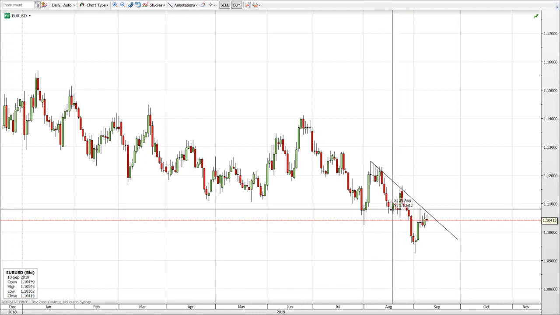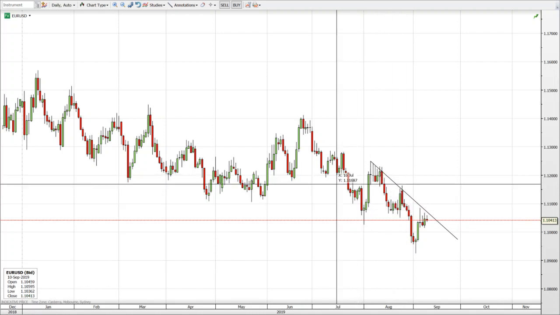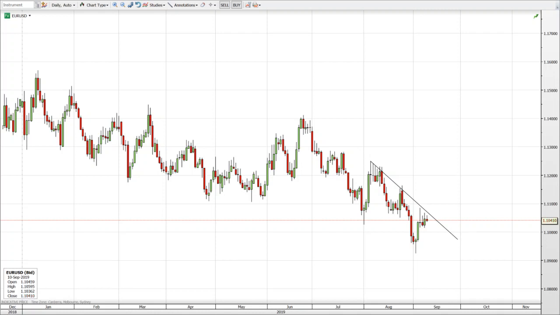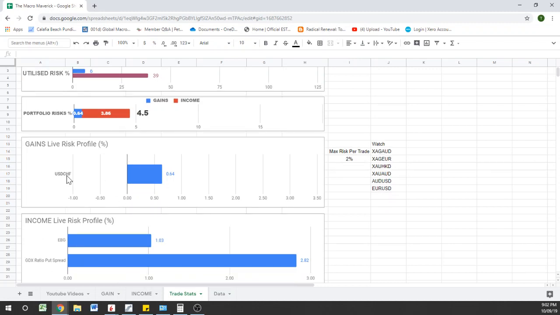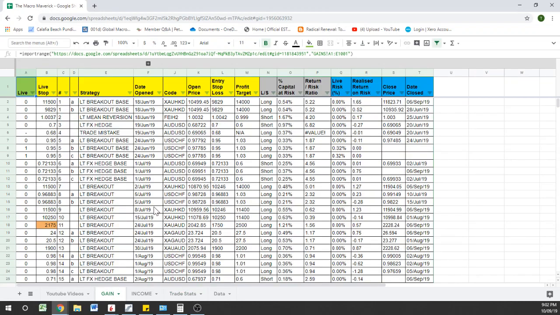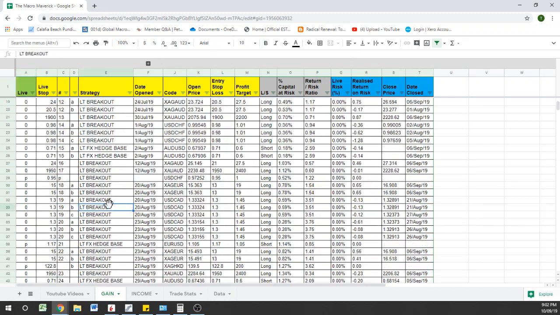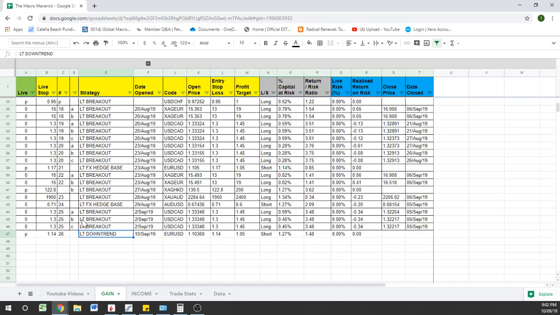System wise, this is just a trend trade. Correlation wise, there's very little risk in the gains portfolio. Yes, I do have a bit of US dollar exposure, but I'd actually like to add more. The portfolio just overall doesn't have a lot of risk in general. So I would be wanting to add at about 1.10369. I want to short the euro against the US dollar.